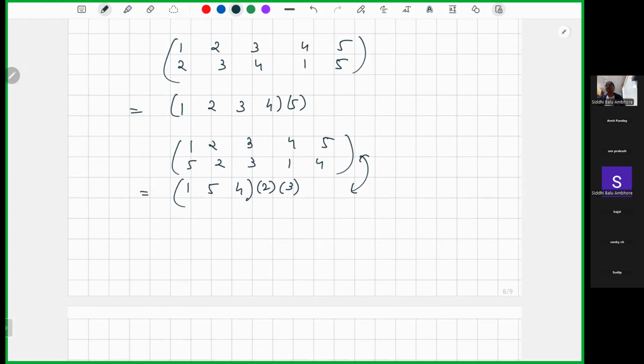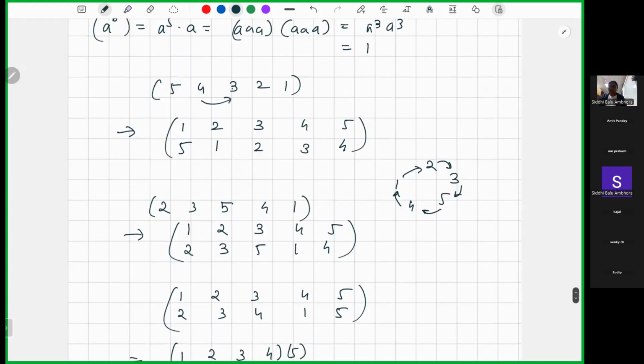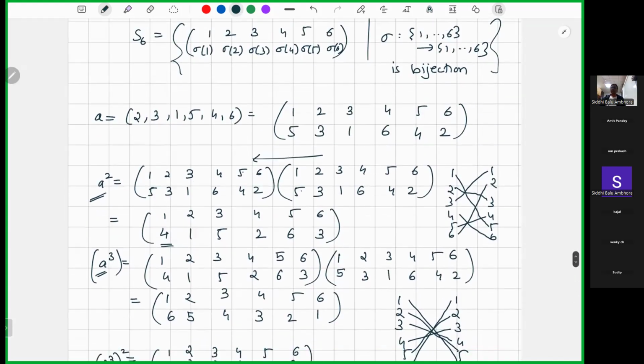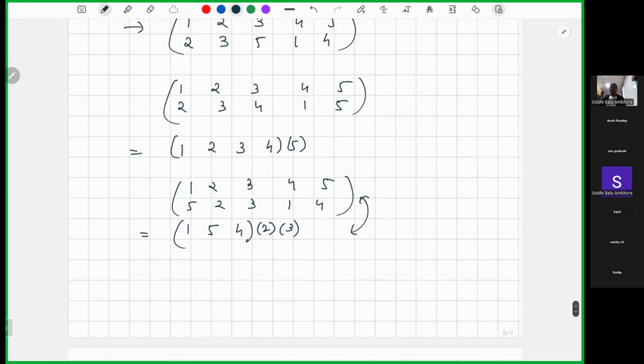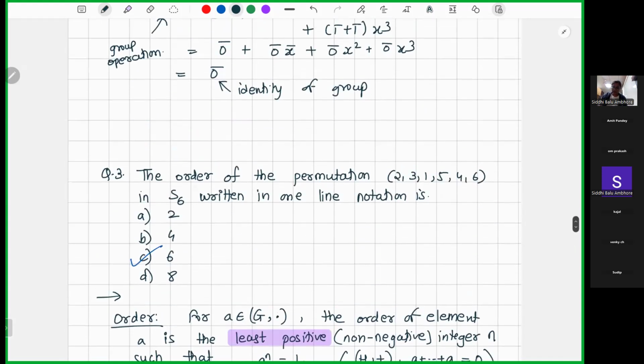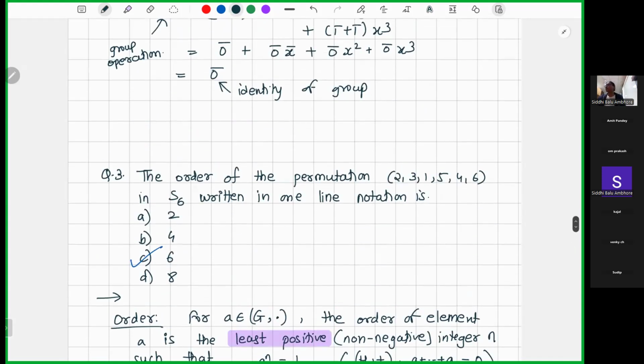I hope this is clear, because someone also raised this question about what this long form or cycle notation means. Okay, so this is what it means. And so the order of this cycle was 6. I hope we corrected this.